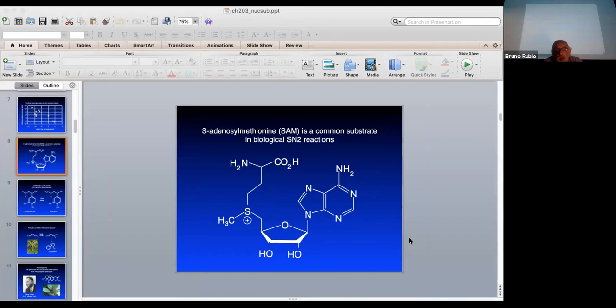All right, we've been talking about nucleophilic substitution, SN1 and SN2. And I wanted to point out that SN2 reactions are happening inside your body, inside a physiological system all the time. Probably the most preeminent one is the methylation of an oxygen, nitrogen, or a sulfur atom by S-adenosyl methionine, which is abbreviated SAM. And this is a substrate in a biological SN2 reaction.